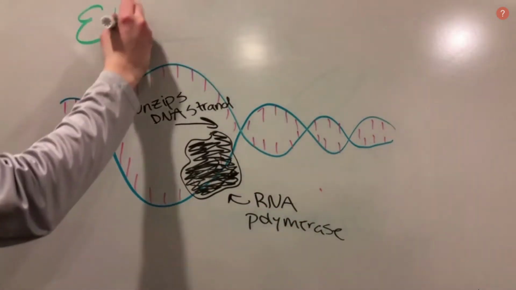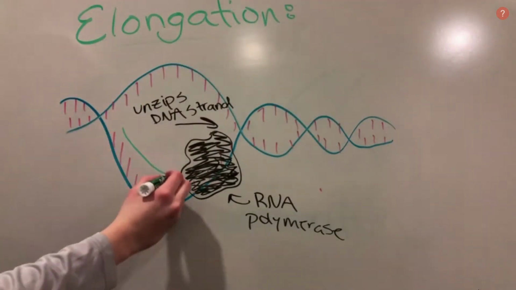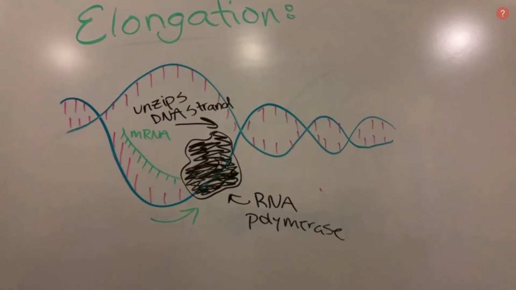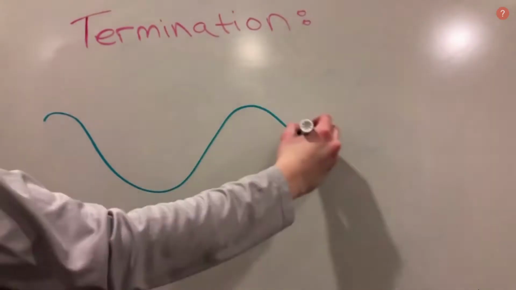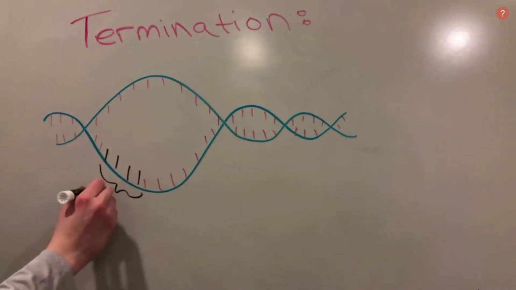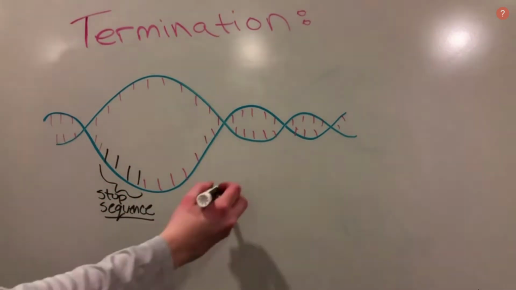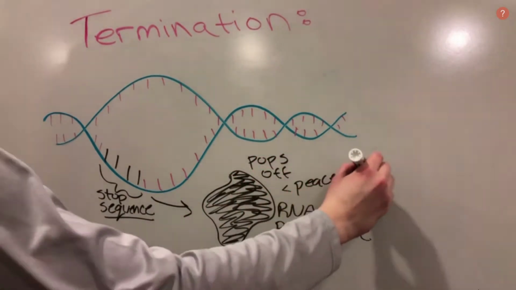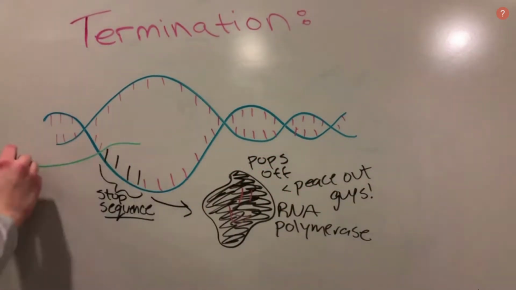In elongation, RNA polymerase reads the template DNA strand and builds a complementary RNA strand. In termination, once RNA polymerase reaches a stop sequence on the DNA template strand, it stops building mRNA and pops off the DNA strand.